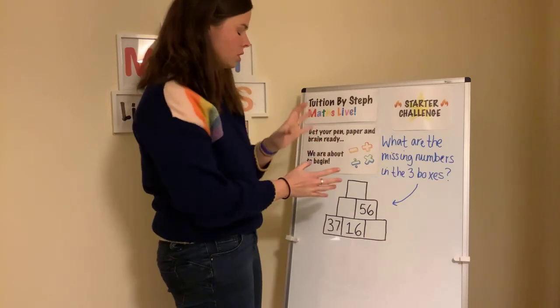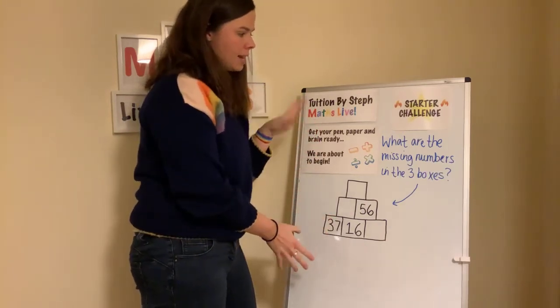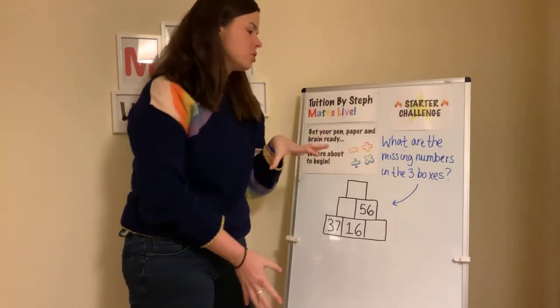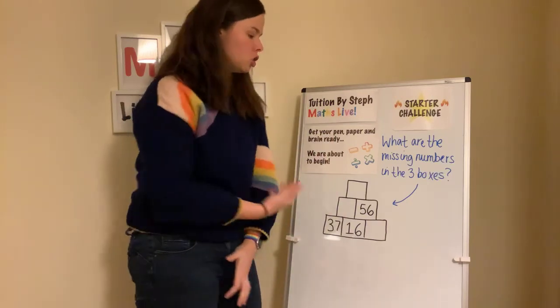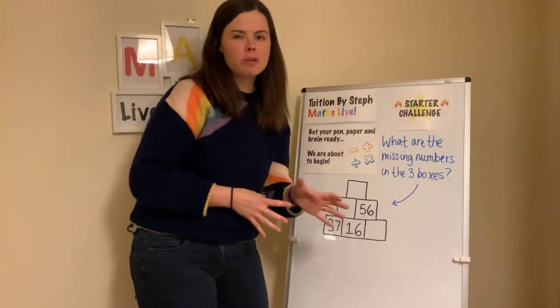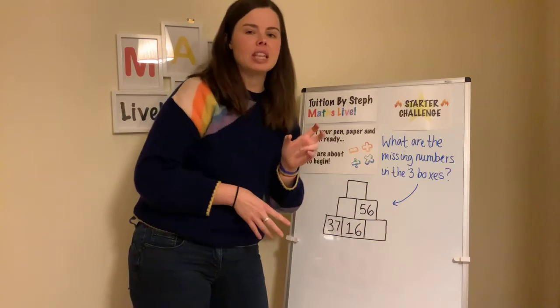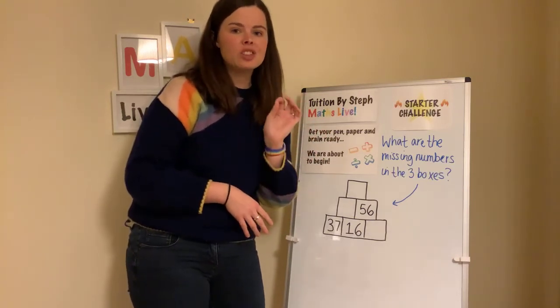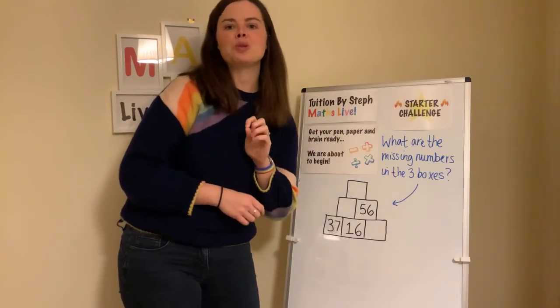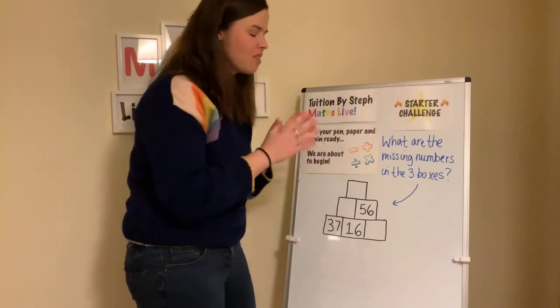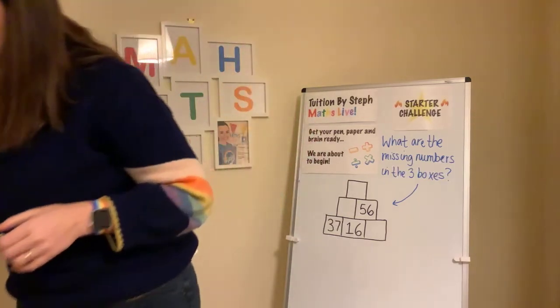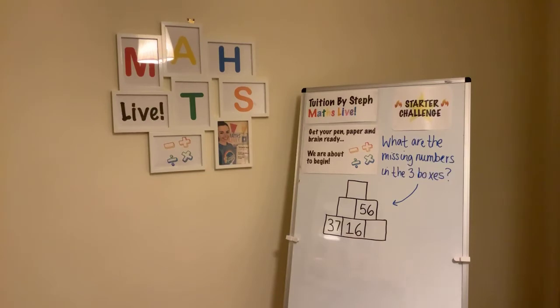So you've got a pyramid and it asks you what are the missing numbers in the three boxes. Some of you might have seen this before, some of you might not. If you haven't seen it before, I'll give you a clue. It's very strongly linked to today's lesson topic. So give that a go. I'll give you a minute or two and then we'll come back to start the lesson.